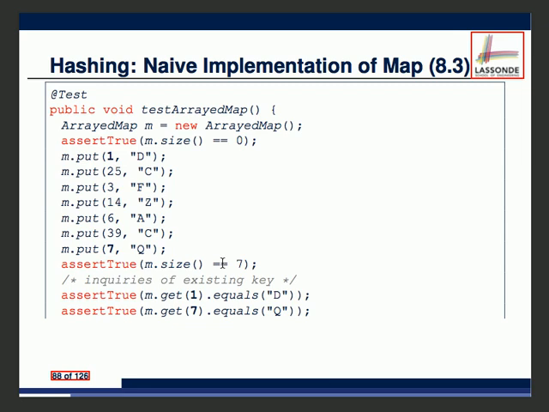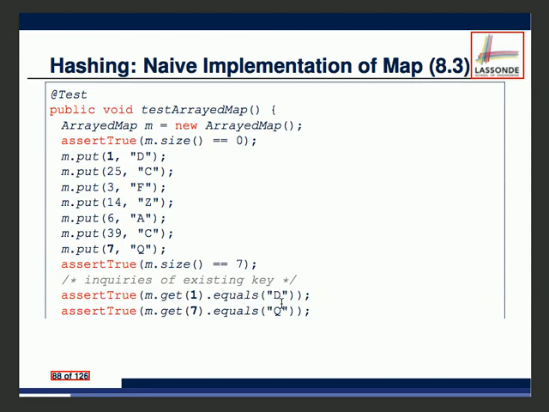Now I want to implement a so-called lookup method. Given a key, for example, I say m.get and give a key over there. If the key already exists, it should return back to me the associated value. In this case, because I first put 1 associated with d, now if I say get 1, that should give me back d. That's what this assertion is doing.